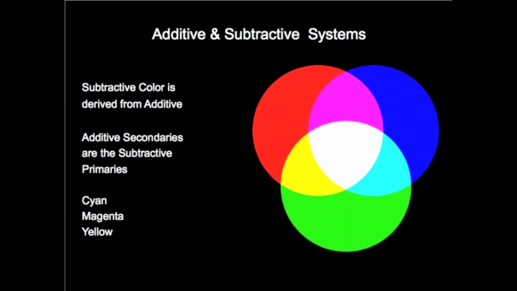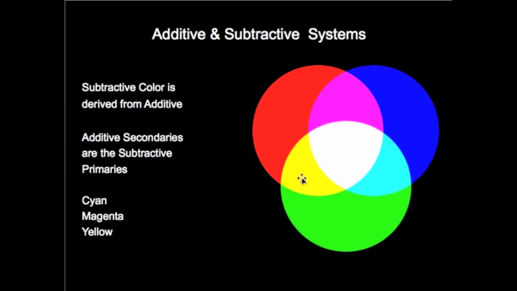The additive and subtractive systems are related in this way. The additive secondaries, when you mix the two primaries together to create the secondary, those secondaries are technically or scientifically the subtractive primaries. So magenta, cyan, and yellow are understood as red, blue, and yellow, which are the traditional primaries. The red, yellow, blue system is pigment oriented. It deals with reflected light.